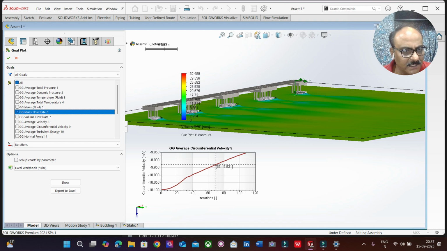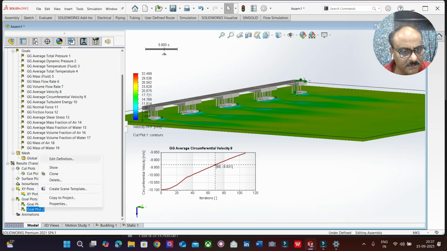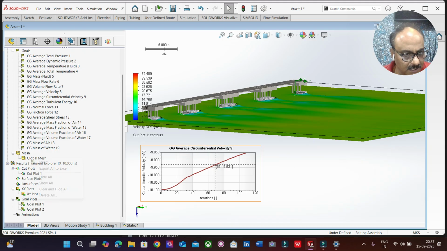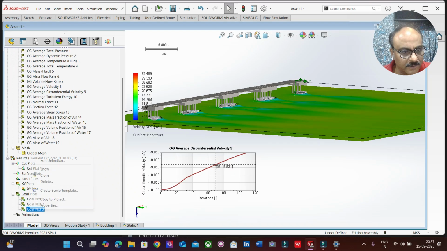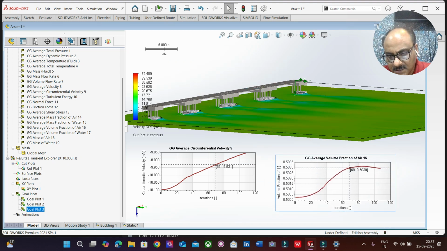The mass flow rate, the volume flow rate. Okay, so there is, yeah, it is 0. And now let's try to find out what is the volume fraction. Yeah, this is the volume fraction. Okay, so it increases, then it stagnates, and then it slowly comes down. And here it is 0.5, that's the maximum, the volume fraction of air.